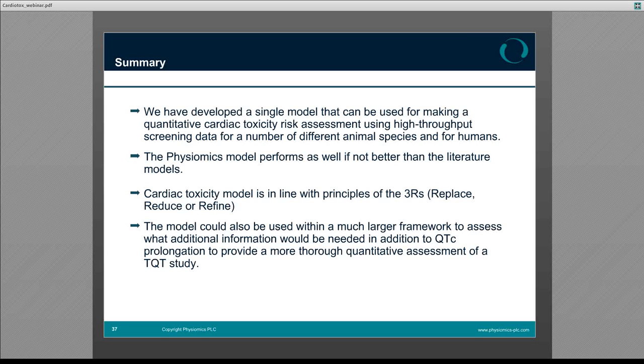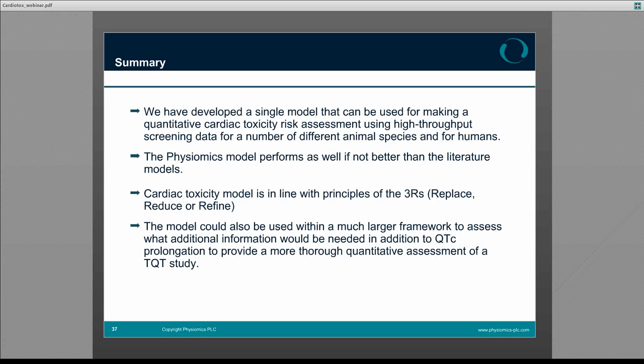So the physiomics model performs better than most of these large-scale mechanistic models, from the analysis that we've conducted so far, than the literature models. And the other thing to highlight here was the model developed by Kramer et al. I think that's really important: a simple model, such as a logistic regression model, was performing quite well to a certain degree to make certain types of predictions.